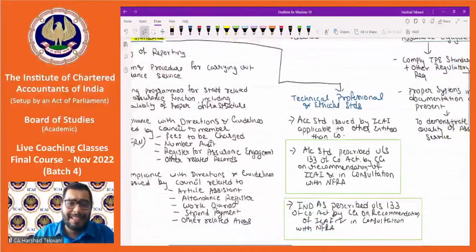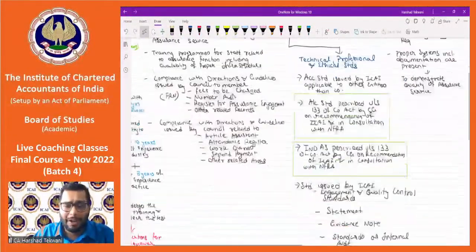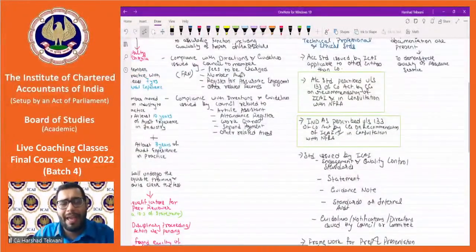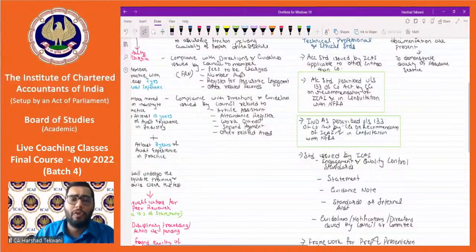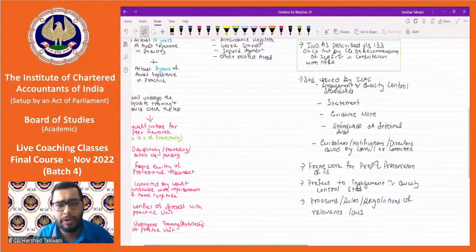So this is a list of what it means when we talk about technical, professional, ethical standards. It means accounting standards issued by ICAI for entities other than companies. For companies, accounting standards or Ind AS issued under section 133. Then standards issued by ICI, which can be engagement and quality control standards, usually known as standards on auditing.